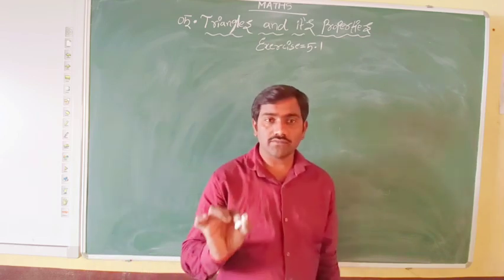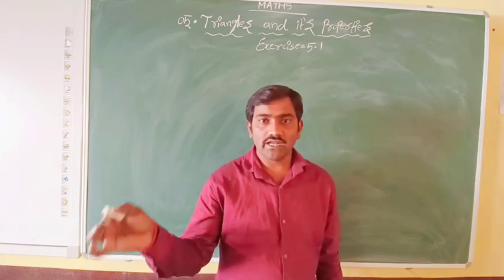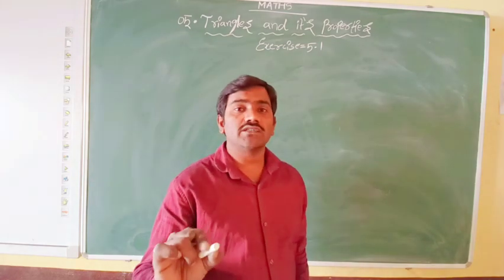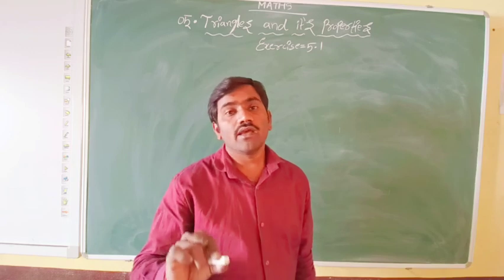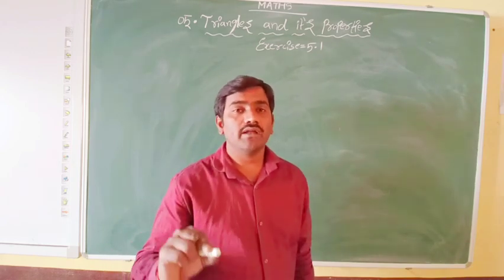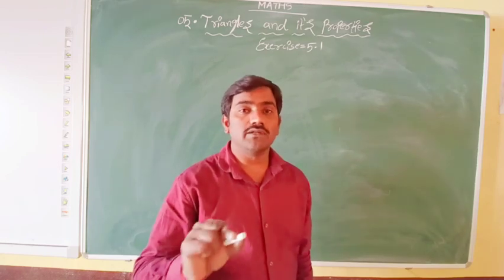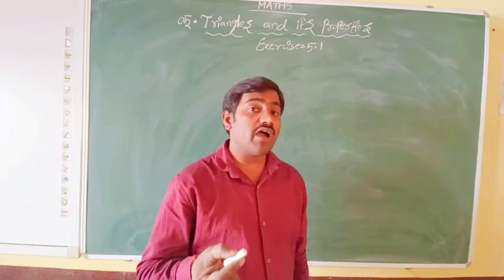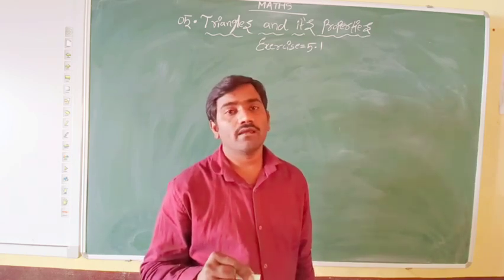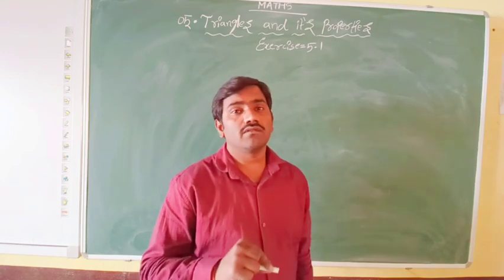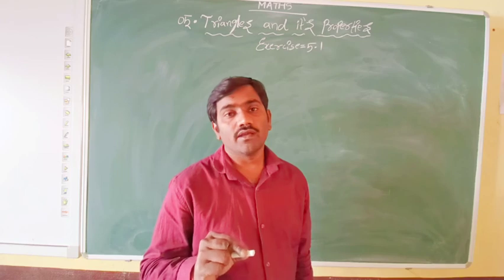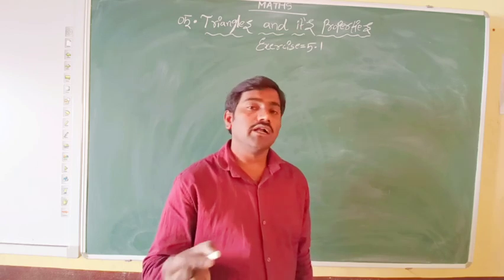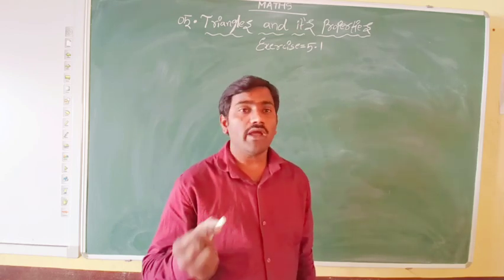As we have learned the theorems and some of the properties in our previous video, if the sum of any two sides of a triangle is greater than the third side, then the triangle is possible, or else the triangle is not possible. We have one more theorem also: if the difference of any two sides of a triangle is less than the third side, then also the triangle is possible, or else the triangle is not possible.